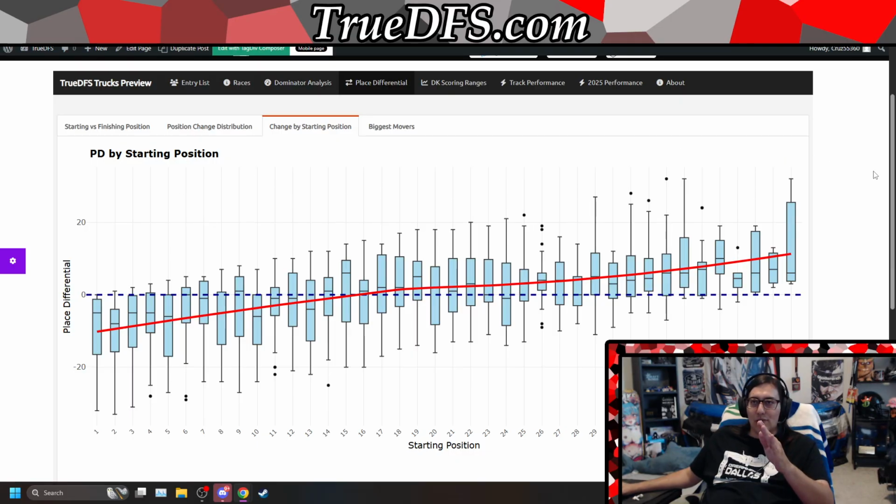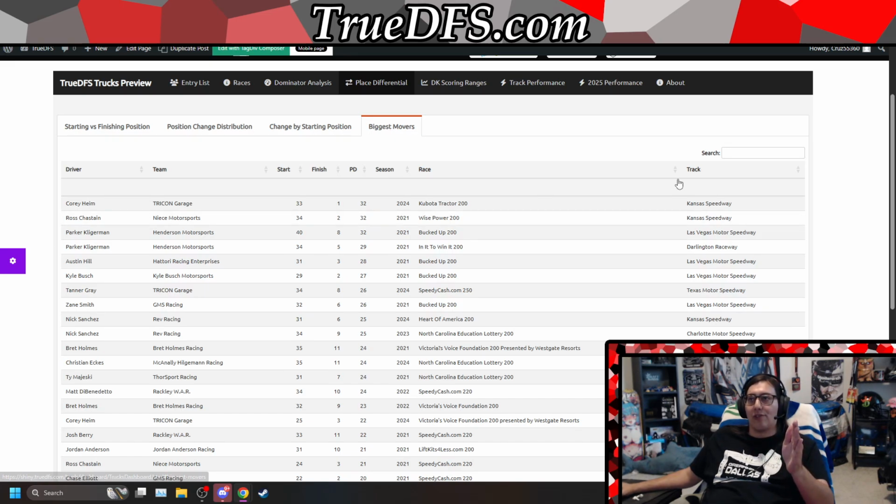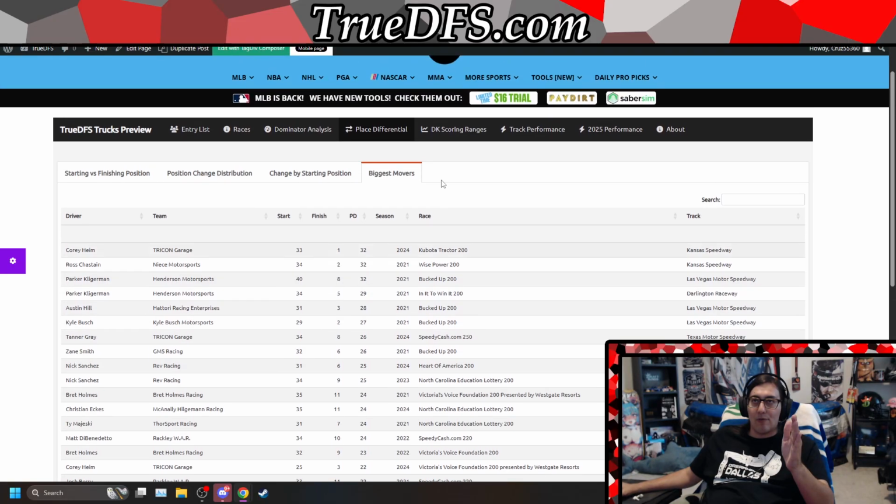We see change by starting position here. We then look at the biggest movers. Who were these drivers? So you can see what tracks they were at. You can see where they started, where they finished, what their final place differential was, what their names were, and so on and so forth.